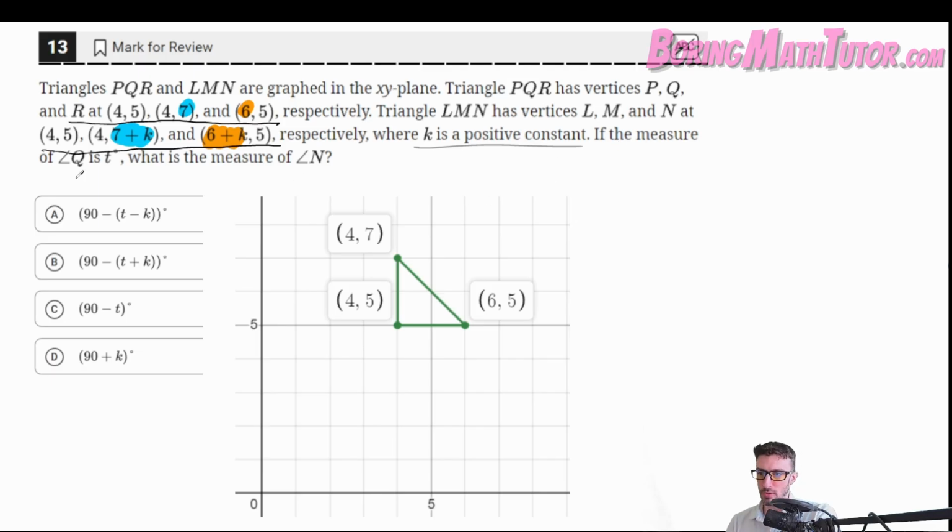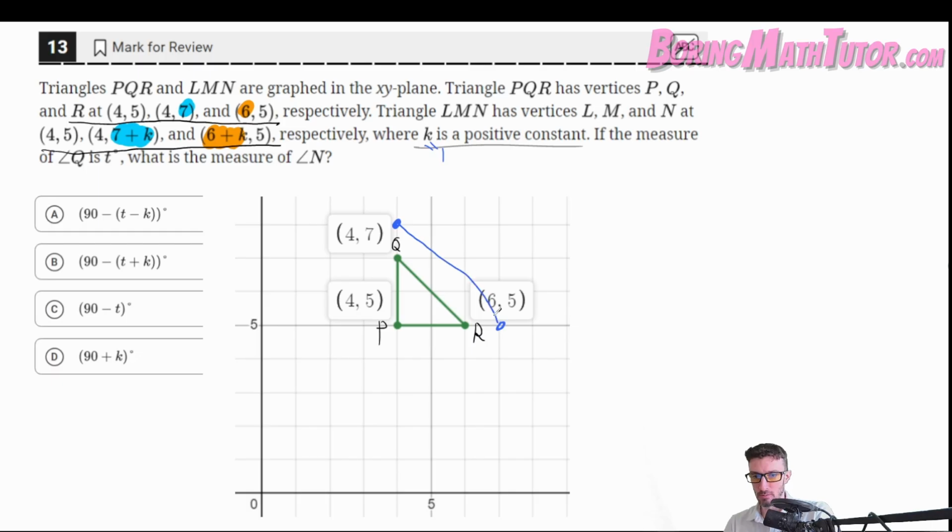And they're saying that the measure of angle Q is T, so let's get this labeled. This is P, and then Q is the 4,7, and then this one would be R. But then they're talking about L, M, and N, but I can't do a graph of that before I know what K is. Well, I could just let K be something as simple as 1. So if K was 1, then 7 plus 1 would push me up here, and then 6 plus 1 would push me out over here.